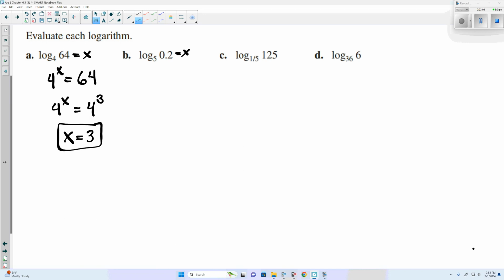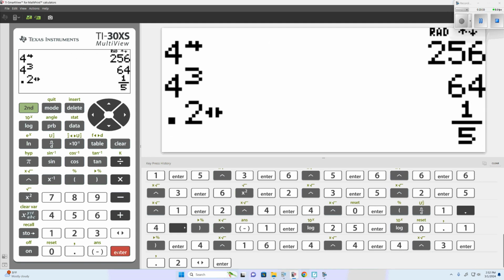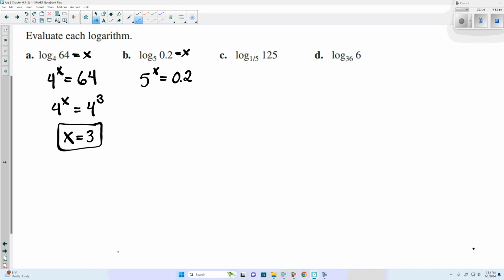Log base 5 of 0.2, and we set it equal to x. So 5 to the x equals 0.2. We're trying to see what value of x will make it be 0.2. Well, it might be helpful to see what 0.2 is as a fraction. 1/5. Okay. That's a little bit nicer to work with.